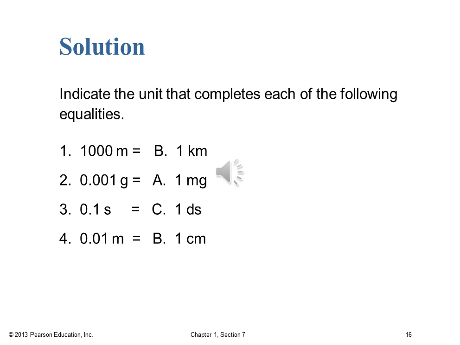Alright, and looking through, we've got number 1, 1,000 meters equals B, 1 kilometer. Kilo is the prefix for 1,000 times. For number 2, 0.001 grams equals A, 1 milligram. Milli, the prefix for 1,000th of whatever the base unit is. Number 3, 0.1 seconds, well, that's C, 1 decisecond. Deci, the prefix for 1/10. And finally, number 4, 0.01 meters equals B, 1 centimeter. Centi, of course, the prefix for 1/100th. So hopefully that was very easy for you.